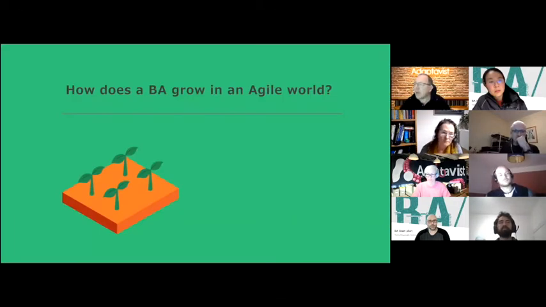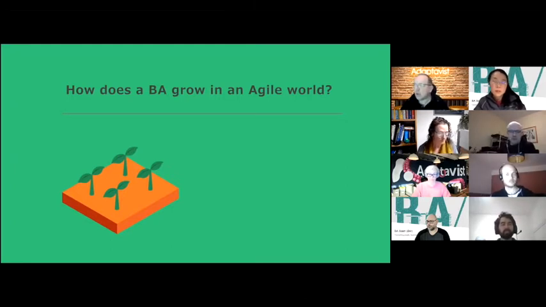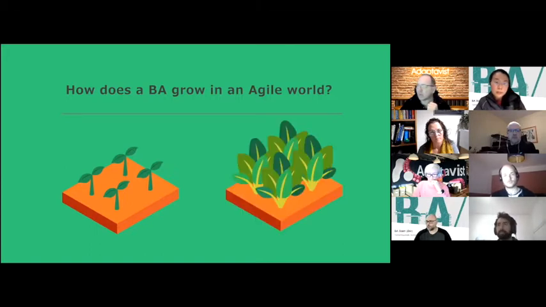So how does a BA grow in an agile world? Right, well, I could talk about any industry, but rather than talking about a specific industry, I'm going to talk about the concept of growing plants. So how does a BA grow in an agile world? Well, they can identify the right things to grow. They can identify the best growing conditions. They can understand the different impacts. They can communicate with the gardeners, the harvesters, and everybody else. And they'll maybe work on some trial sites and some little tests. And hopefully they'll get a flourishing result.